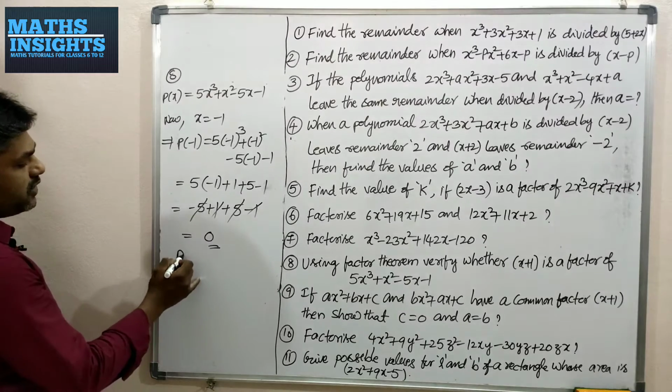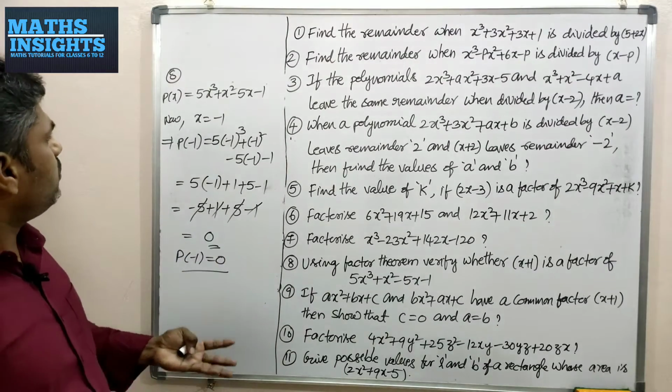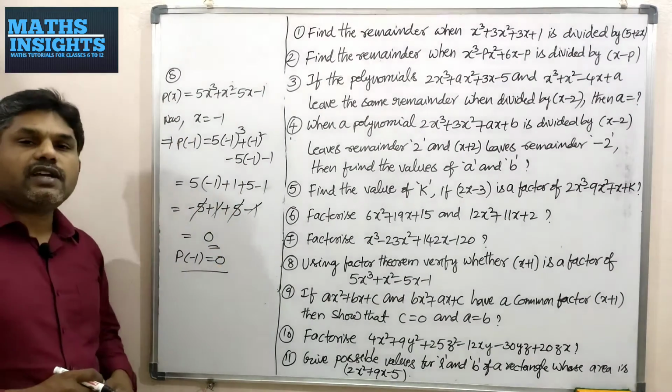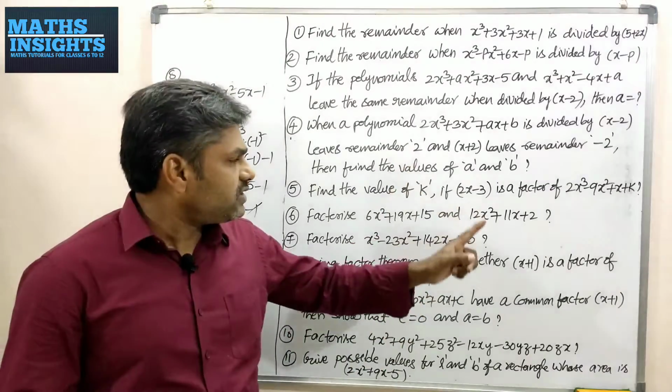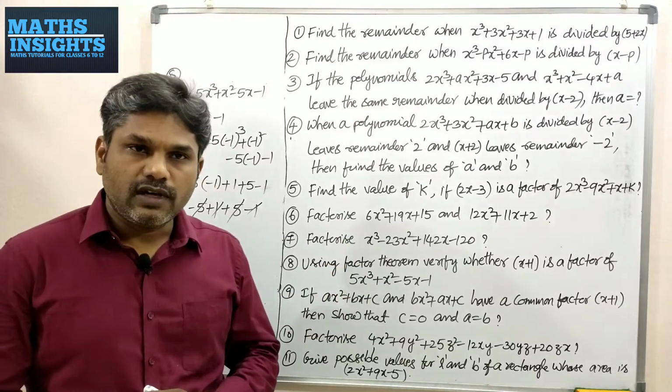That means p of minus 1 is equals to 0, means when you divide the given polynomial p of x with x plus 1, you are getting remainder 0. That means the divisor x plus 1 is a factor of the given polynomial.